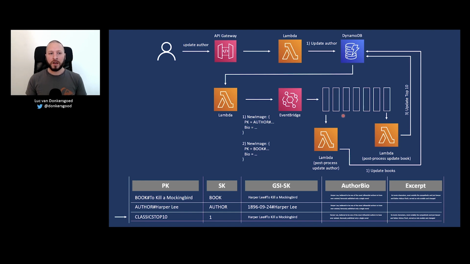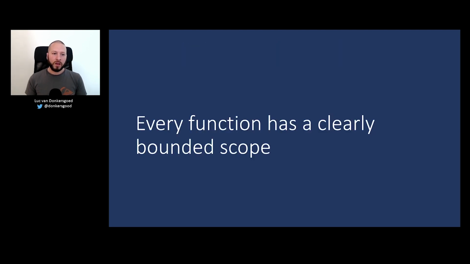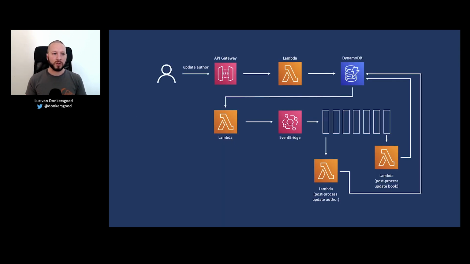So now you get a single responsibility. You do the update author, and this Lambda function only does that in DynamoDB. And that change propagates over all of the different rows so that you don't need to maintain all that data. And this Lambda function does not need to know about any of the duplication in the system. So now every function has a clearly bounded scope. This is a really powerful solution where this Lambda only does the update author, this Lambda only puts events on the message stream, and this Lambda only responds to updated authors, this Lambda only responds to updated books.